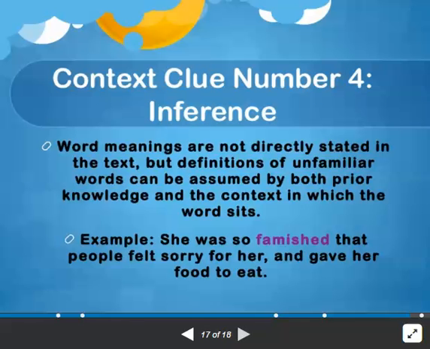This is an example of a synonym clue where portly and overweight mean the same or nearly the same thing. The fourth type of context clue is an inference. Word meanings are not directly stated in the text, but we can figure out a reasonable definition for the unfamiliar word by using our prior knowledge and the context in which the word sits. The example here: she was so famished that people felt sorry for her and gave her food to eat. We can infer the meaning of famished. People felt sorry for her, they gave her food, so famished must mean hungry.